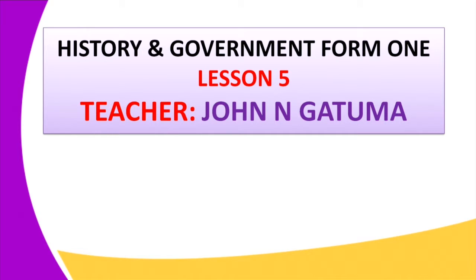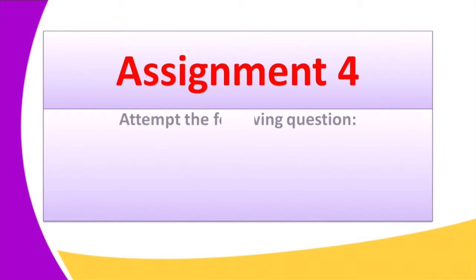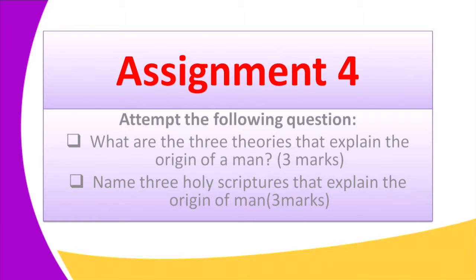It has been a great pleasure to take you through from lesson 1 to lesson 5. In lesson 4, our previous lesson, we were looking at the evolution of man, the early man, and we looked at the theories that explain the origin of early man. I gave you some assignment that you would try, and we said we shall discuss it today before we progress to the next lesson.